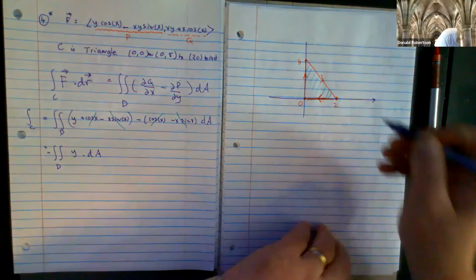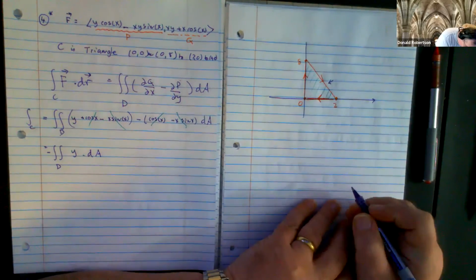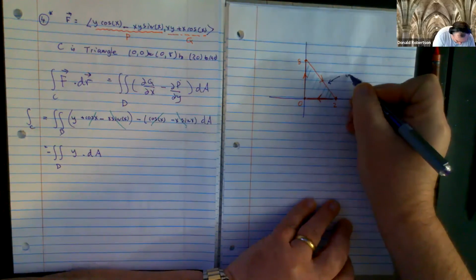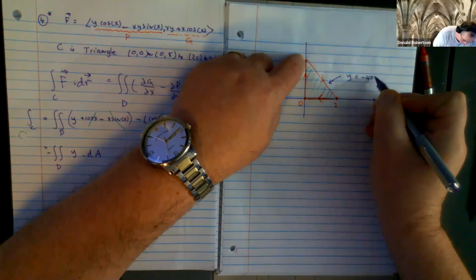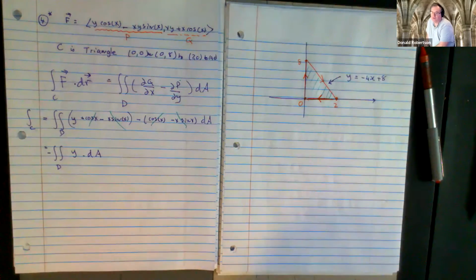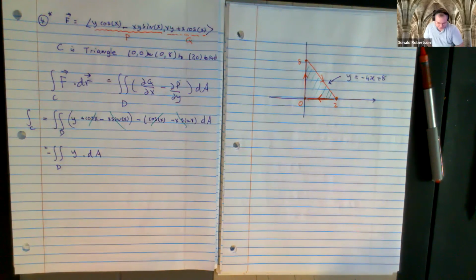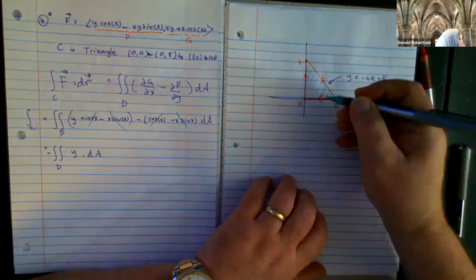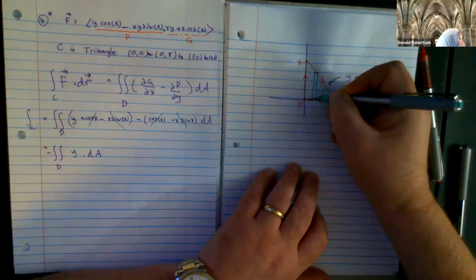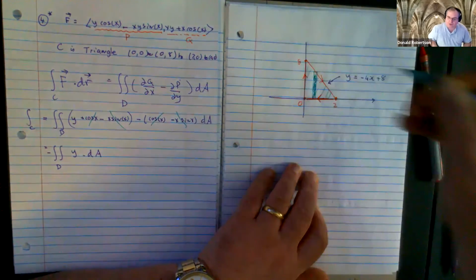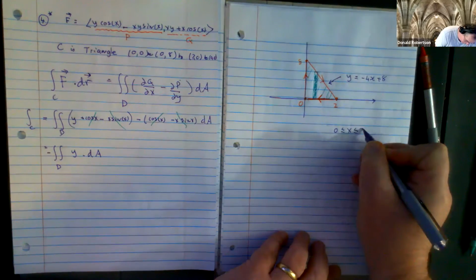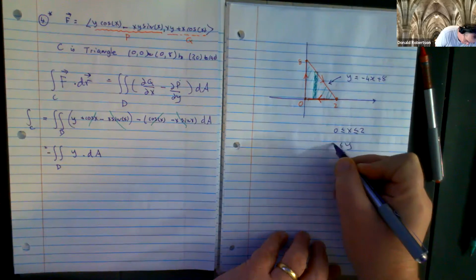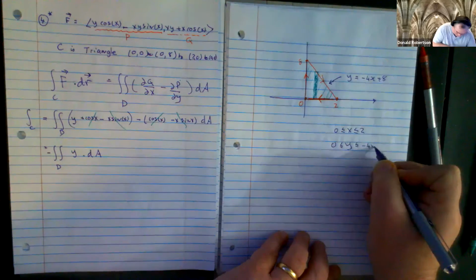Now, I want to know what that line is. I keep screwing this up, but here it's y. I know it crosses at 8, and I believe its slope is -4. Do a double check for me. Does that look good? y equals -4x because of the slope, plus 8 because of the y-intercept. Okay. So I'm going to go for the rectangle. I'm going to go vertical and scan from left to right, which means that the x's are going to go from 0 to 2, and the y's are going to go from 0 to -4x plus 8. Are we cool with that?